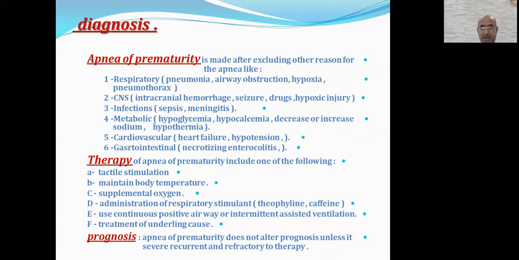Prognosis. Apnea of prematurity does not alter prognosis unless it's severe and may be refractory to the treatment. Most of the newborns pass this problem and grow normally.